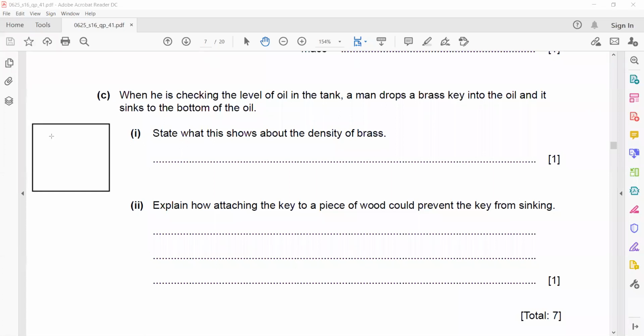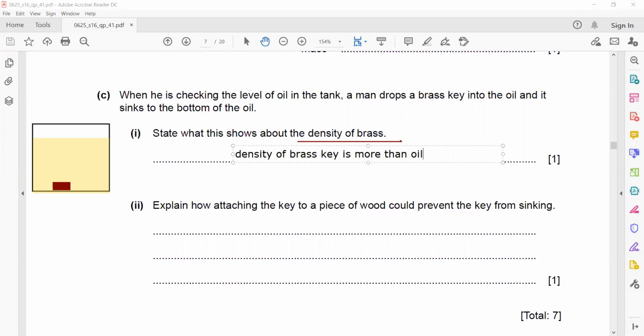Then what happened? Explain how attaching a key to a piece of wood could prevent the key from sinking. So what will happen? Now you mix the two substances, like you have a key which you attach to wood as well, and you observe that instead of sinking into the container, it is floating. So what is the reason why? What is attaching a wood making, or what difference is it making?